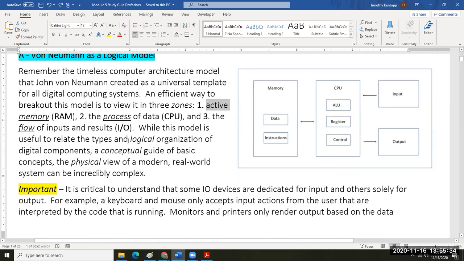Now, every single computing device or system uses this. The problem is that you have all these different diagrams. And it's important for you to understand that there's a couple of caveats here. What are caveats? Exceptions, important considerations. Some I/O devices are dedicated for input and others are solely for output. A display, unless it's a touchscreen display, is only output. A keyboard is only input. A mouse is only input. A printer is only output.